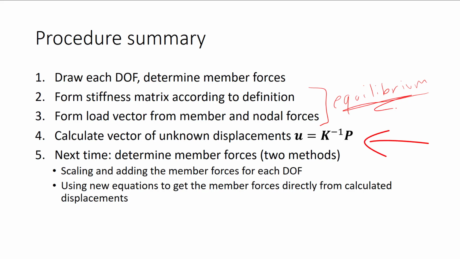Step 4 is to calculate the vector of unknown displacements, u is equal to k inverse p, and going forward in a subsequent video, we'll determine the member forces. We'll look at two different methods, and it's nice to have two different methods at your disposal because sometimes one will be easier than another. And these two methods are 1, scaling and adding the member forces for each degree of freedom, and 2, using a new set of equations to get the member forces directly from the calculated displacements. So next time, we'll work on determining the member forces.